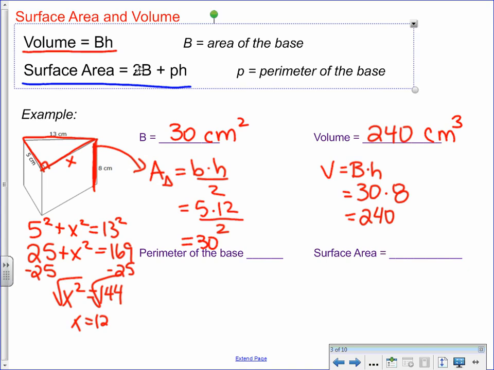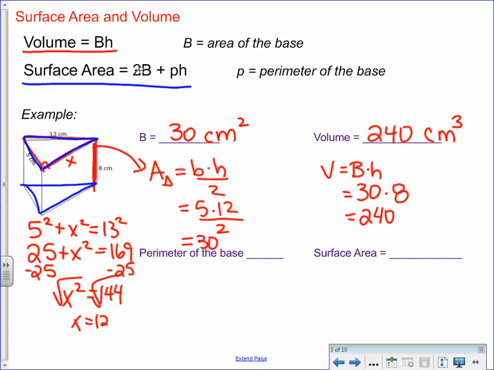So if we have 2 of these triangles, that's why I'm doing 2 of the base area, because the bottom and the top will both be triangles. So I know for surface area, I'm going to do 2 times the base area, which we calculated to be 30, plus I need to get now the perimeter of the base to multiply by the height. So let's find this perimeter of the base.